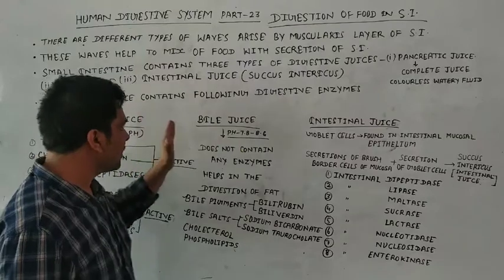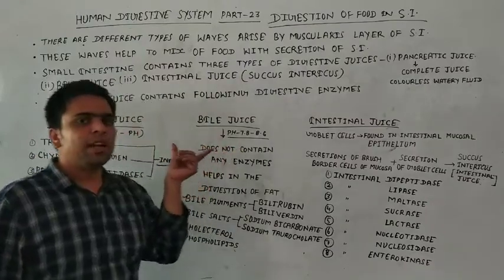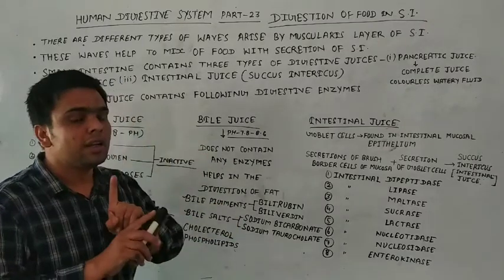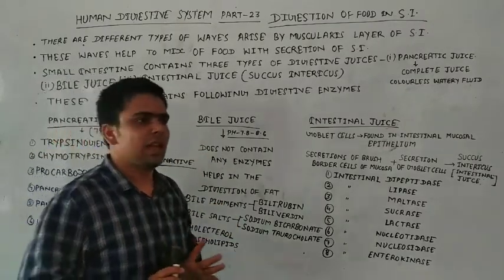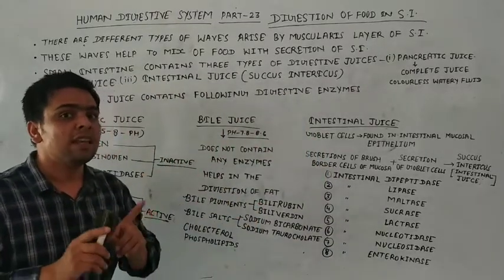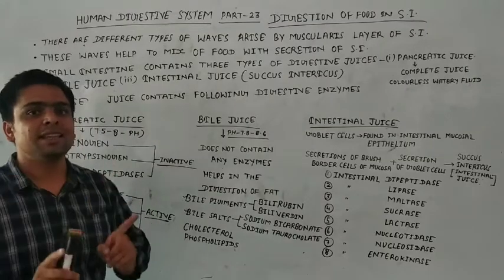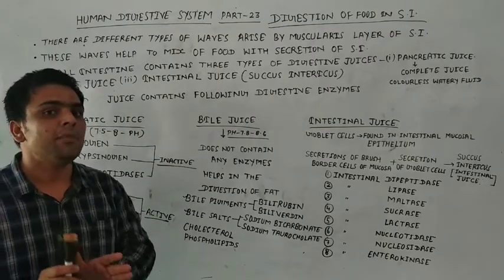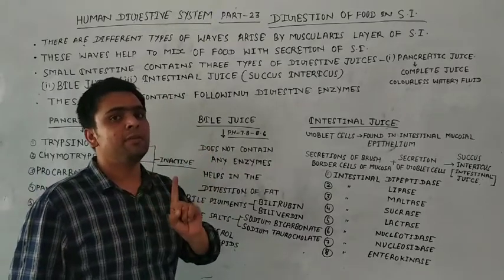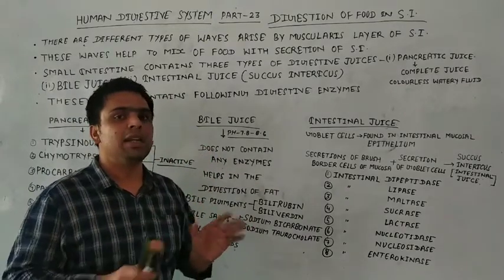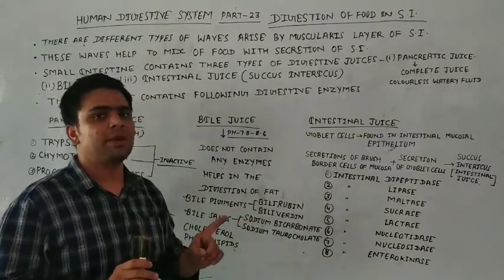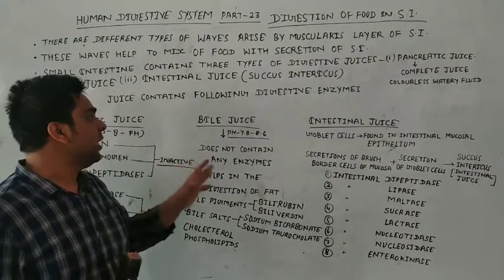Coming to the next point related to bile juice, one important thing to notice is that bile juice does not contain any type of enzymes. As we discussed earlier, bile juice is also known as incomplete juice. Why? Because it does not contain any kind of enzyme, so it does not participate directly in digesting fat.